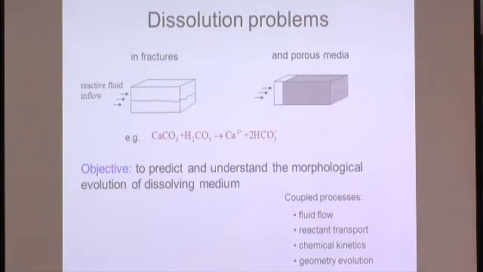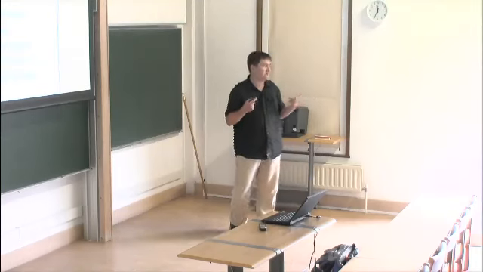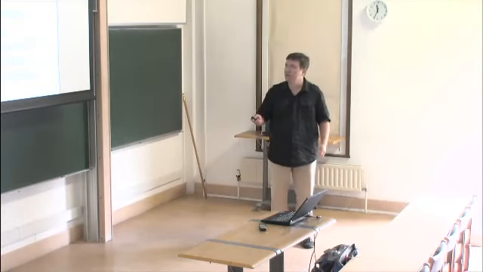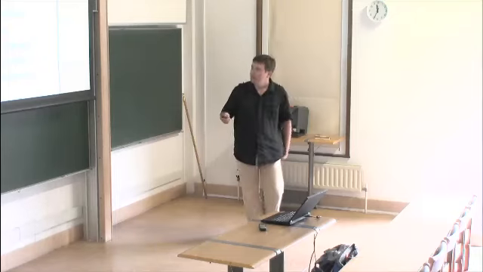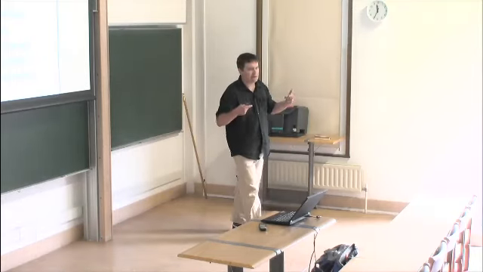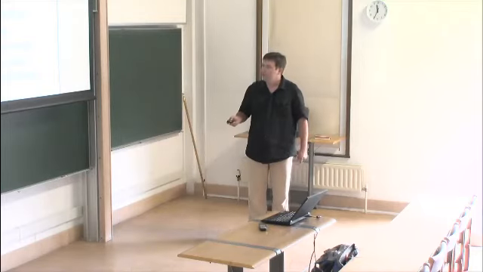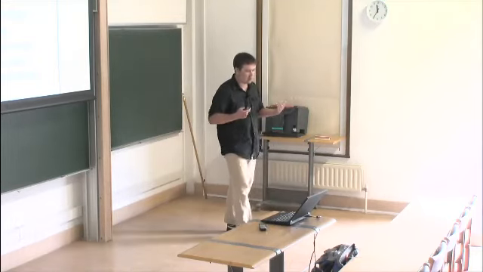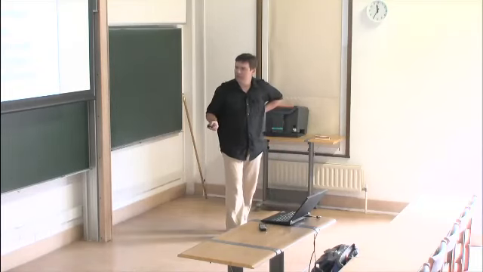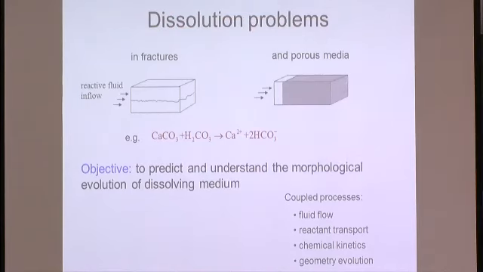And the problem is, in general, pretty complicated because it involves a number of coupled processes. So first we have fluid flow in a complicated geometry. Next we have the reactant transport. Then we have chemical kinetics at rock surfaces. And on top of this we have the evolving geometry. So the geometry is changing, and the changes of geometry will in general be coupled to all of these processes. So we expect some feedback loops or nonlinear couplings between these components.